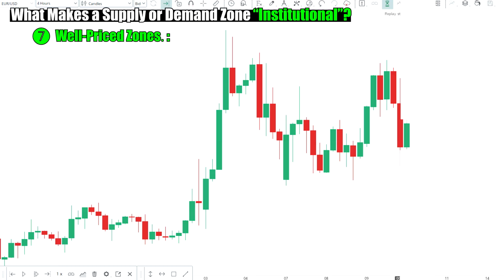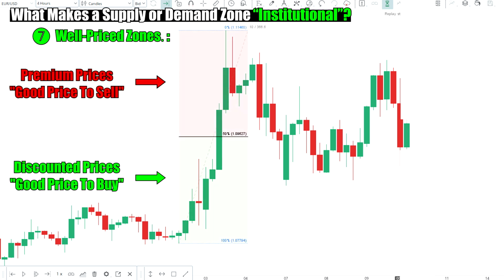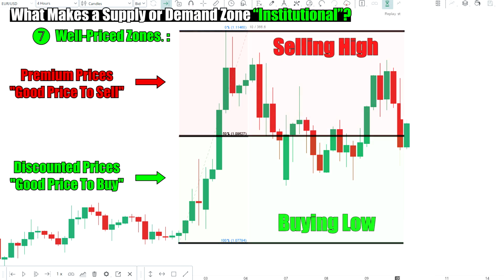7. Well-priced zones. The best demand zones are often located in the bottom half of a price range, discounted prices, while quality supply zones are in the upper half, premium prices. This naturally aligns with the core principle of buying low and selling high. It also enhances your risk-to-reward ratio by putting you in trades with more room to run.